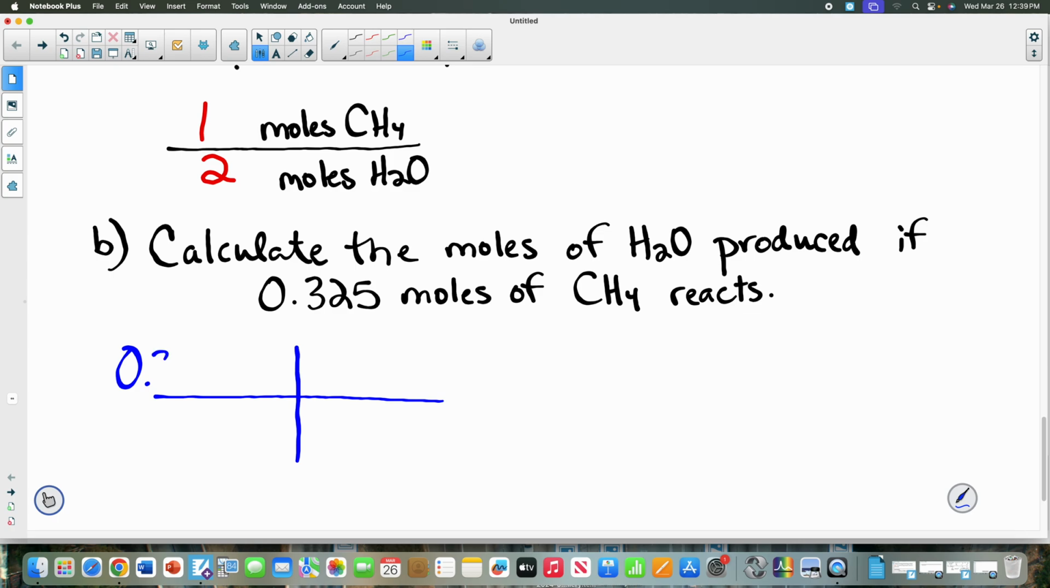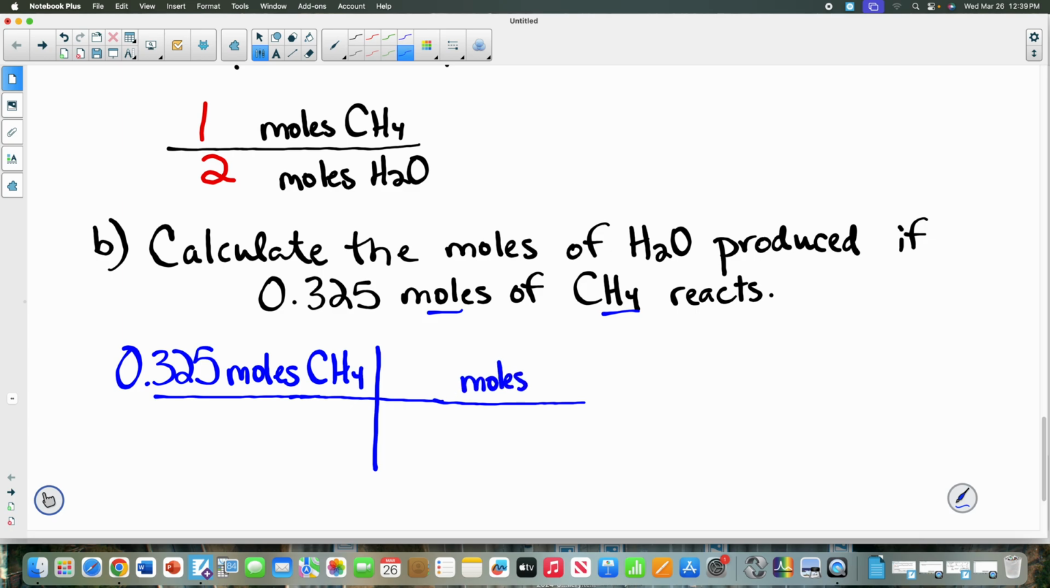0.325. Right, and as soon as you identify the number, the unit and the substance should be right after it. So, moles CH4. Okay? And then what unit and substance are we going to calculate? Moles of H2O. So that should go on top, and my moles of CH4 should go on the bottom.